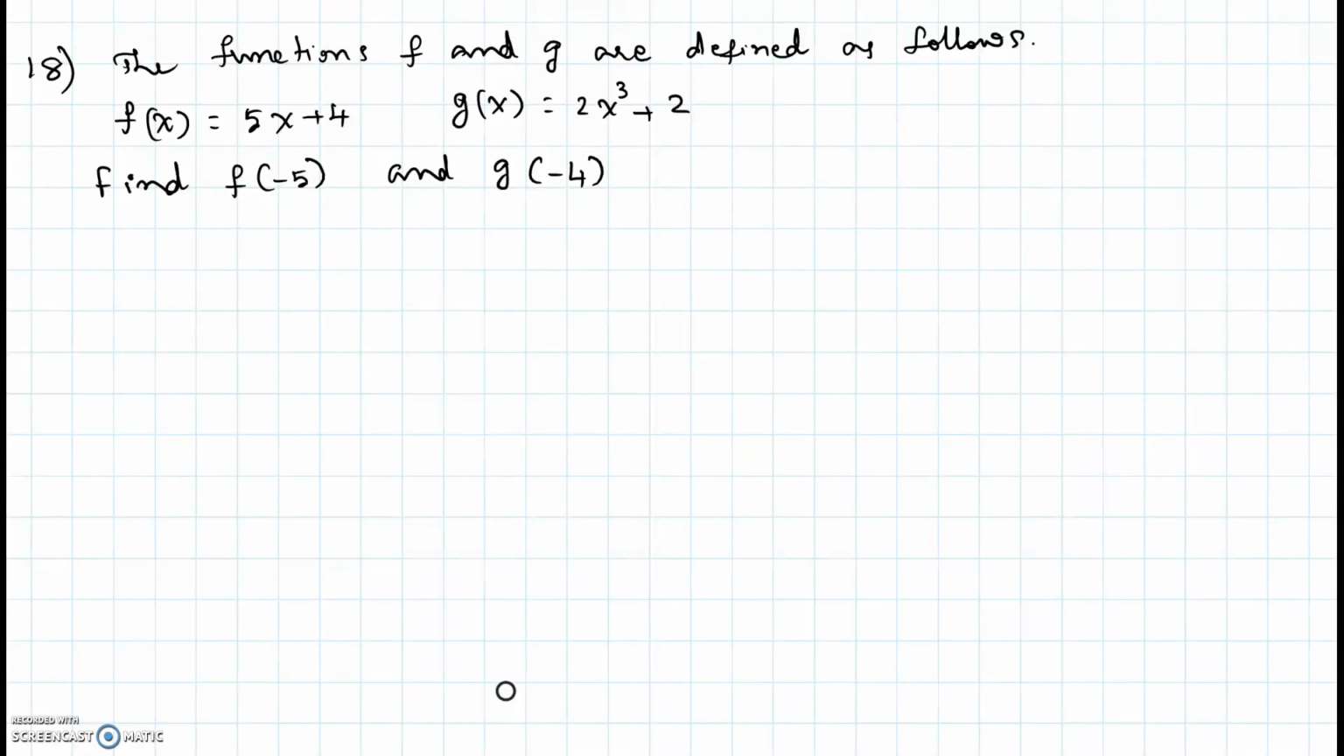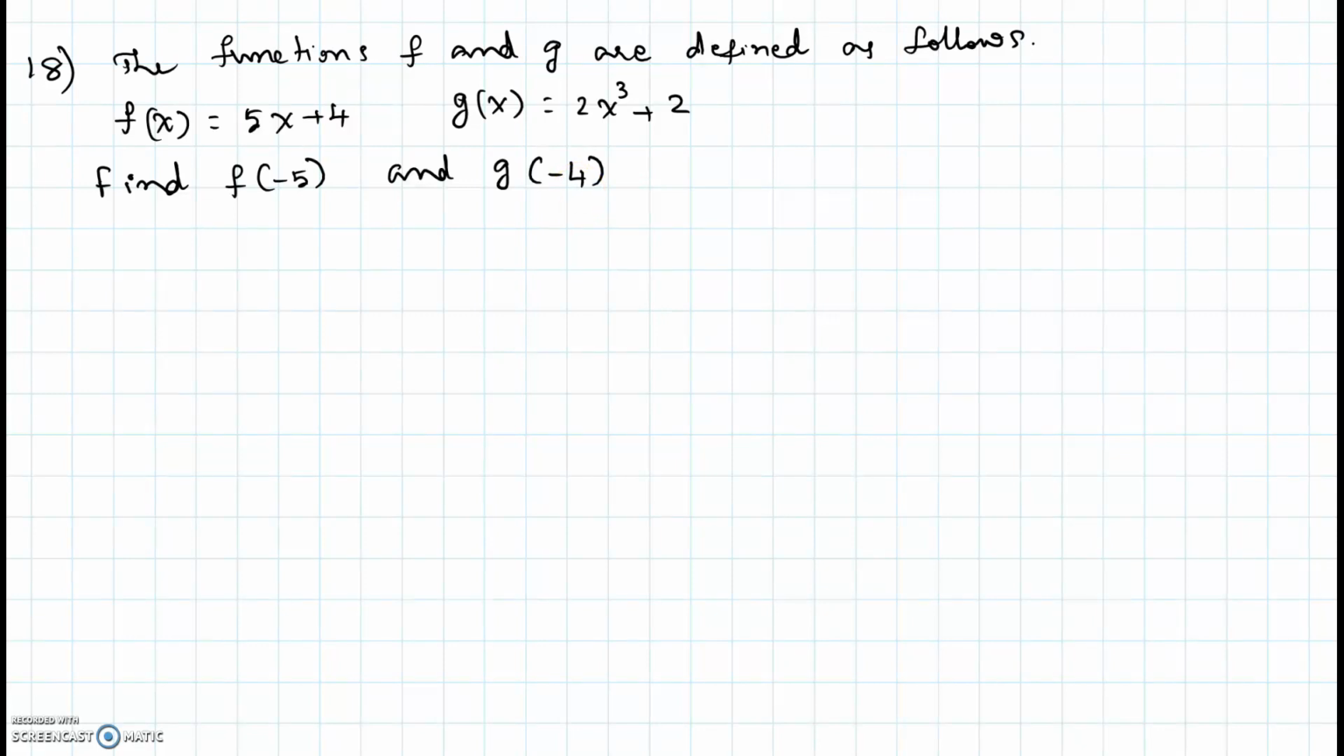Hi, in this video, I will be showing you problem number 18 of the practice exam 1, which covers chapters 1, 2 and 3. The functions f and g are defined as follows: f of x equals 5x plus 4 and g of x equals 2x cubed plus 2. Find f of negative 5 and g of negative 4.